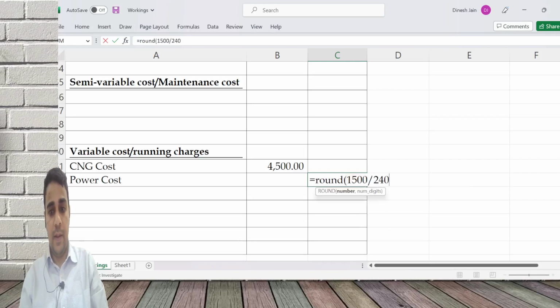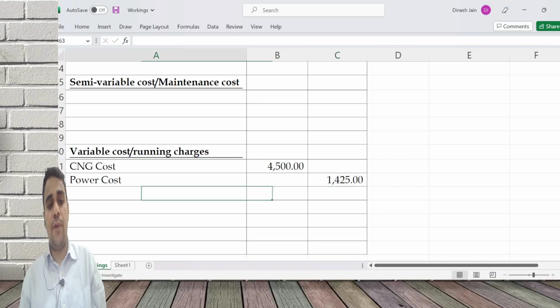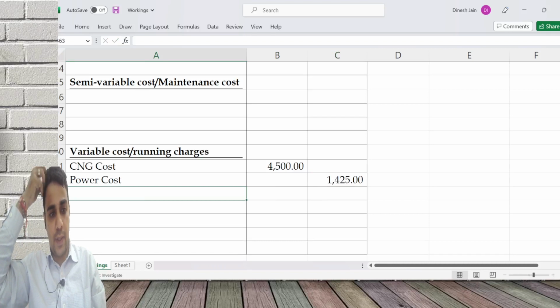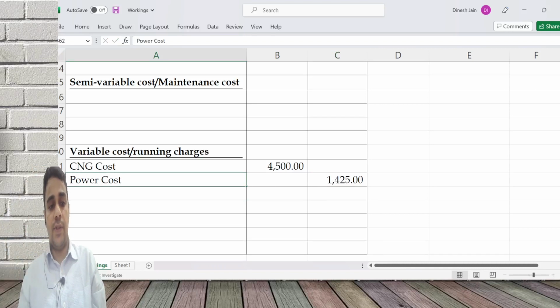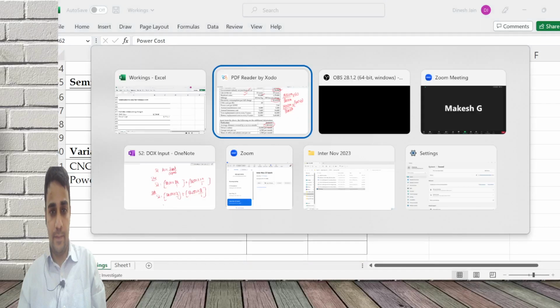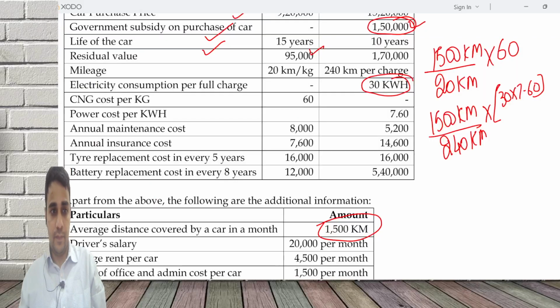So 1500 divided by 240 into 7.6 into 30, some 1425 rupees of power cost. So EV has a benefit of lower power cost, because in EV the regular fuel cost will go down. Here you spend 4500, here you spend only 1425. We are done with mileage, electricity, CNG, power cost.